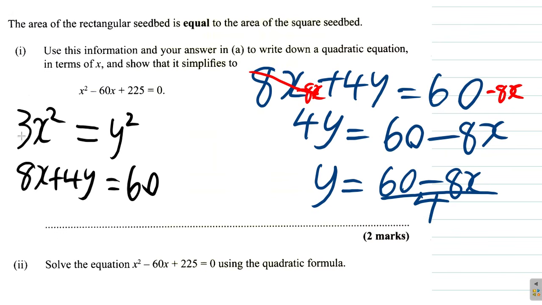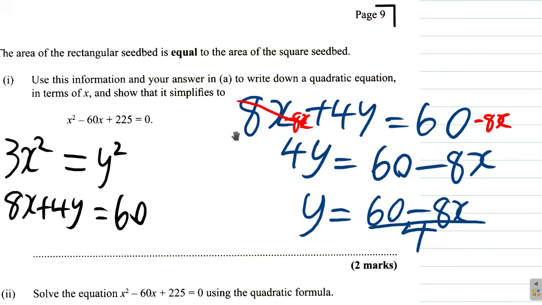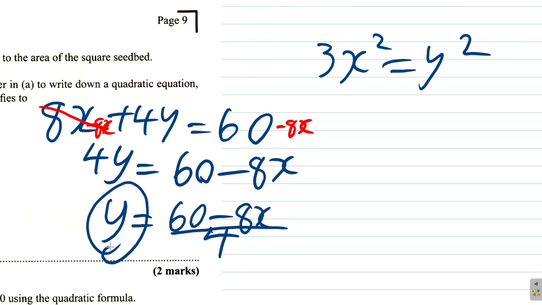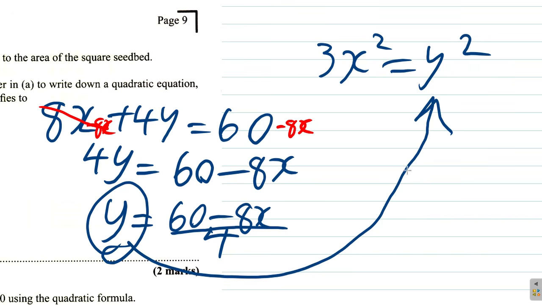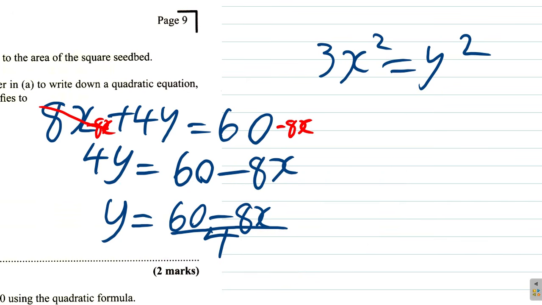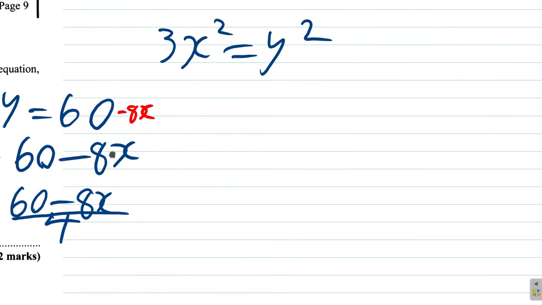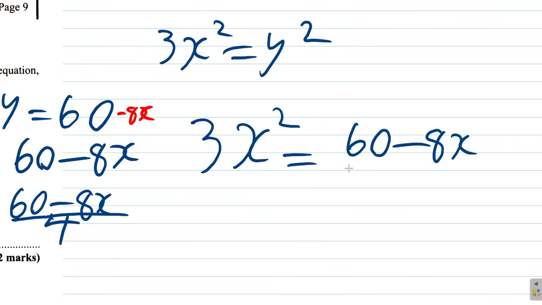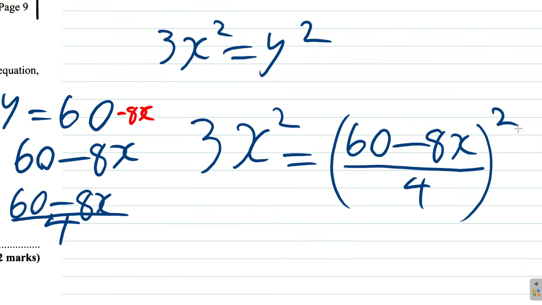At the same time, we see that 3x squared equals y squared. So 3x squared is equal to y squared. Let's put it there. Since 3x squared equals y squared, this y, we're going to put it right here and square it. But it is the same thing as this. You see that? So what we're going to do is say that 3x squared is equal to 60 minus 8x over 4, all squared. See that?